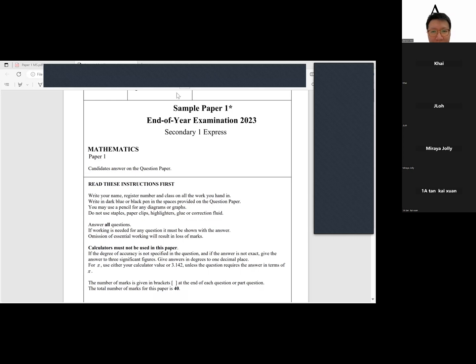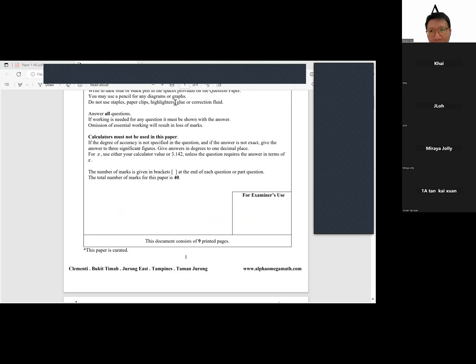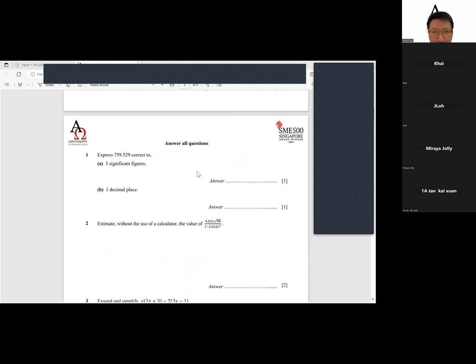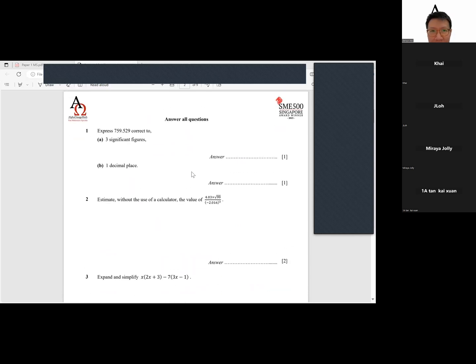Paper one normally is about 40 marks. It might differ a bit, plus minus, depending on your school. Some schools put 50 marks, some put 30 marks. So let's dive into it. For page one, normally you see all the estimation questions, prime numbers, HCF, LCM.